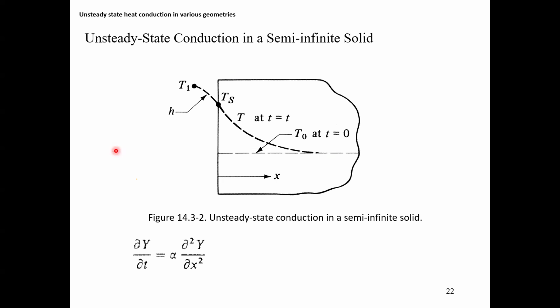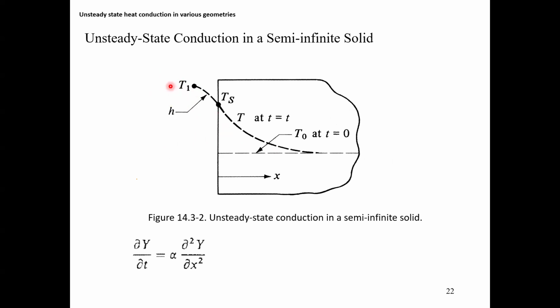Let's move on to the final case of unsteady state heat conduction, involving a semi-infinite solid. This could be, for example, the Earth, which is at a temperature of T naught at time t equal to 0. When you consider the Earth, it is infinite in the direction of its depth, so you can assume infinite depth. And it's suddenly exposed to a temperature T1.